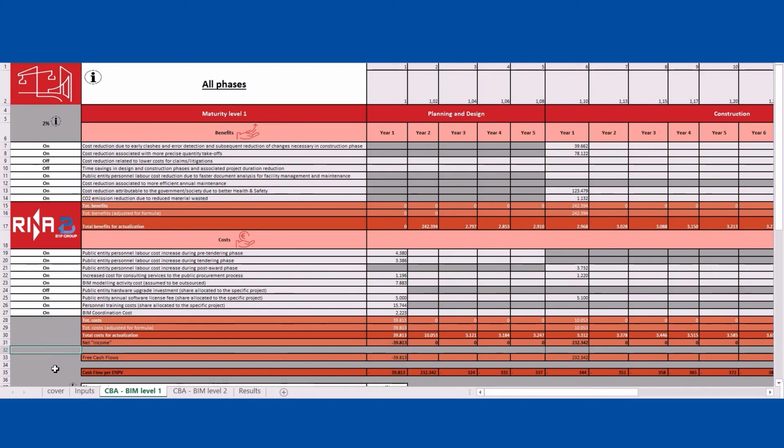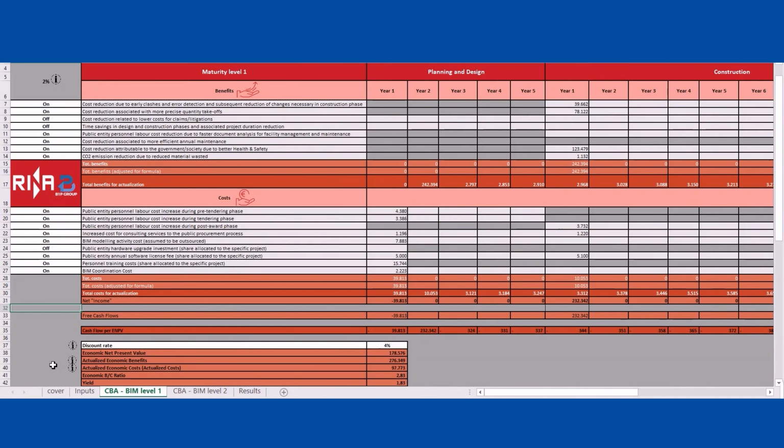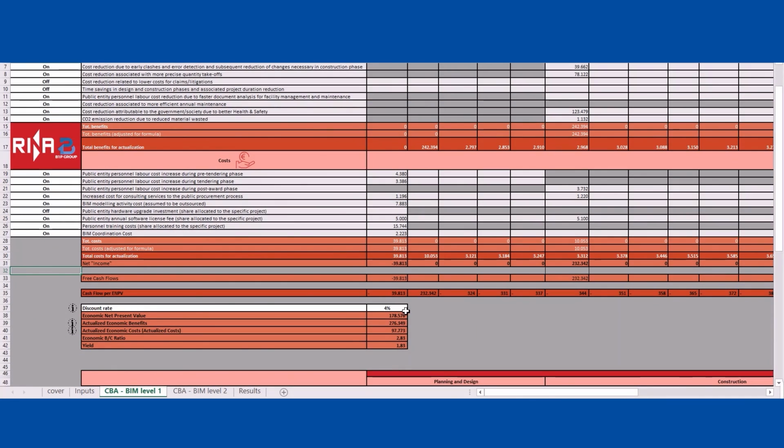Some lines are dedicated to computing each year's total benefits and costs and their difference. An ad hoc cash flow is generated in this line, and this enables the computation of the indicators we have seen in the results page. Here, we can modify the discount rate to be applied to the computation of the indicators. Let's assume 4%, the default value, is suitable for our project. We can see that the only cells whose value can be modified are white.